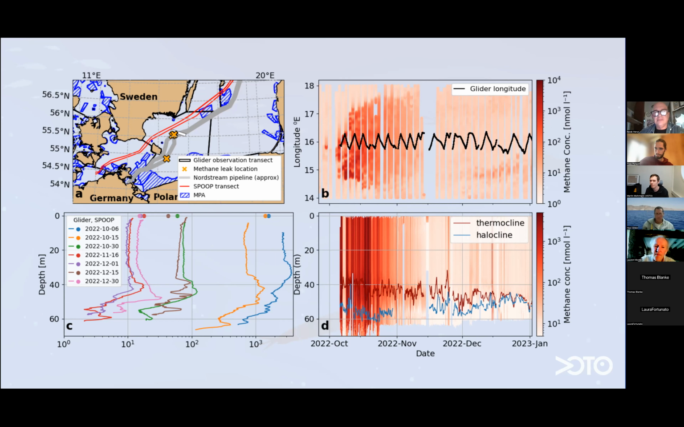Barak, you have a question? Yeah, thank you for the presentation. I assume that the sensor is measuring only the dissolved methane. Do you have any estimate about how much bubbles went and escaped to the atmosphere?